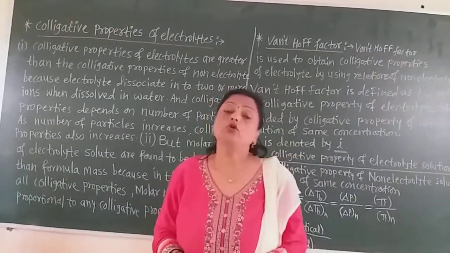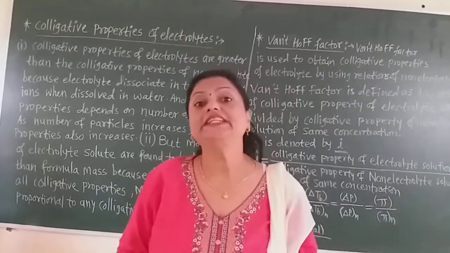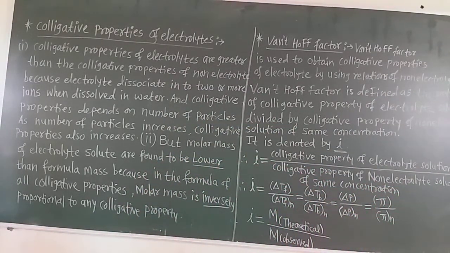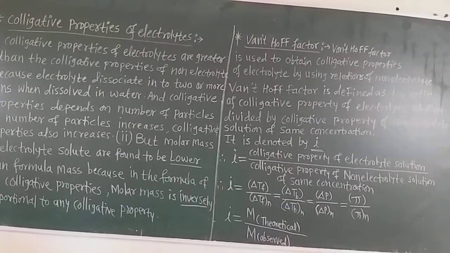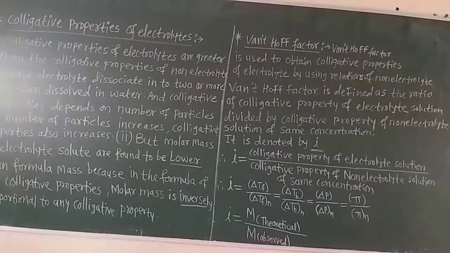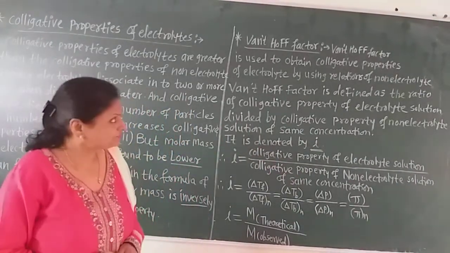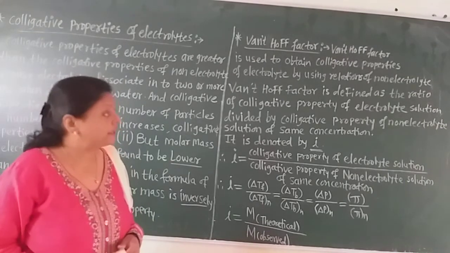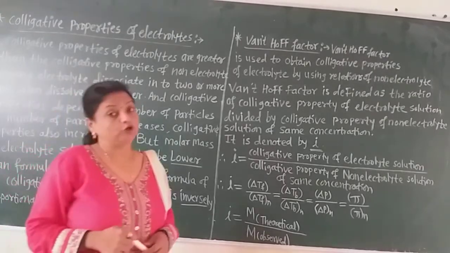Now, how are the non-electrolyte colligative property and the electrolyte colligative property related with each other? Let us learn by a factor, and the name of that factor is Van 't Hoff's factor. Now see students on the blackboard here, we are now learning the Van 't Hoff's factor. This Van 't Hoff factor is denoted by small i. Van 't Hoff factor is used to obtain colligative properties of electrolytes by using the relations of non-electrolytes.